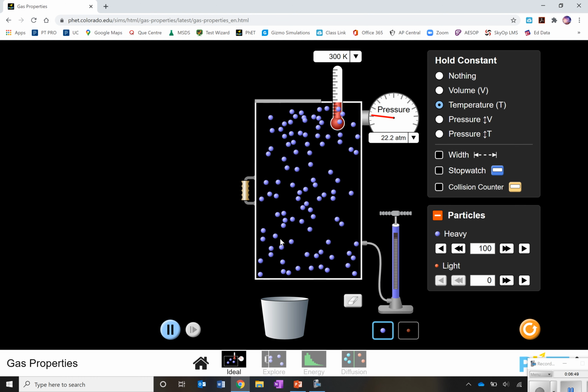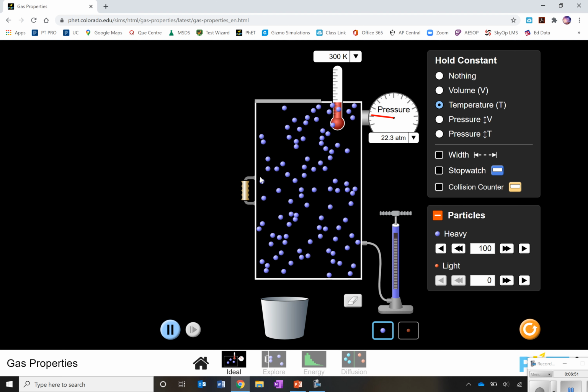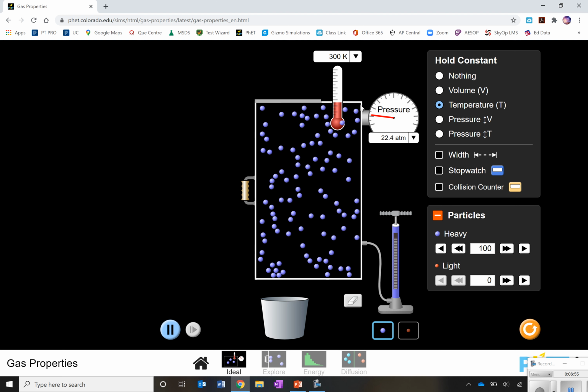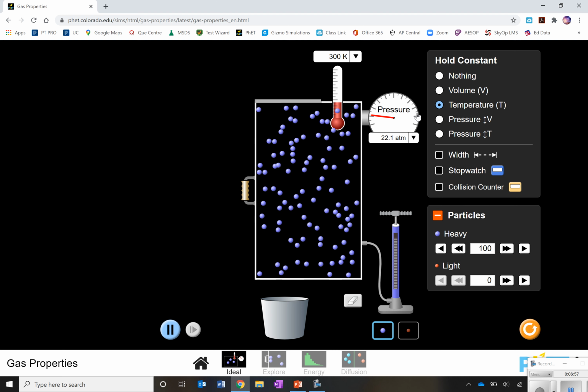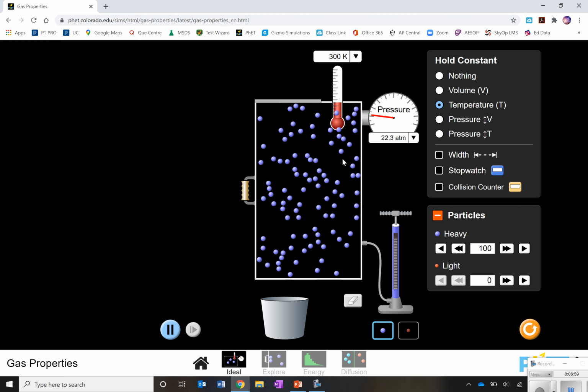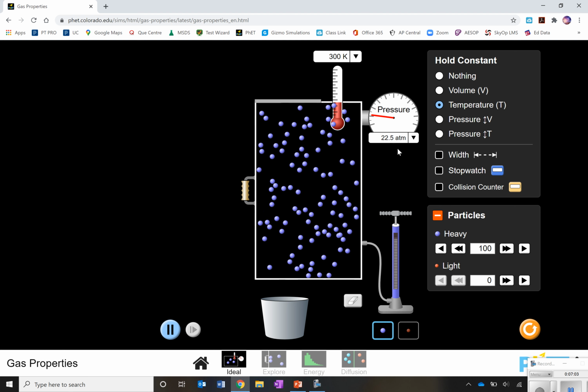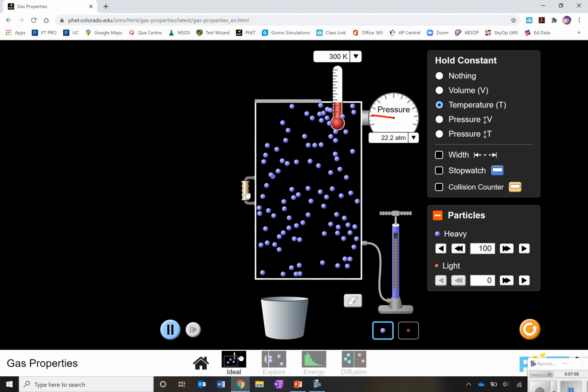Why? Well, we took the same amount of gas that had a larger space, crammed it into a smaller space, and now we have a higher frequency of collisions on the walls of our container, which increases our pressure. The number of collisions, and what influences that, is going to have the greatest factor on our pressure.